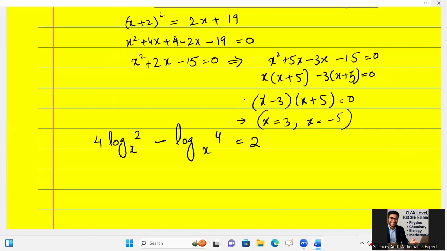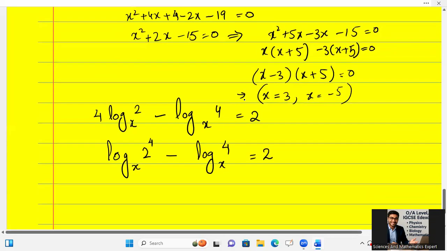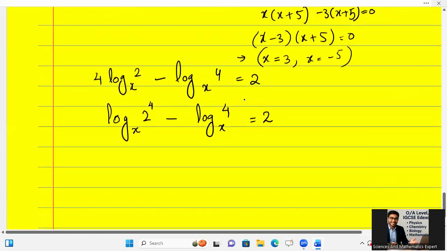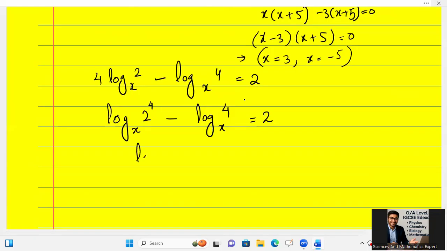but I will have to apply the logarithm in a different style. Let's suppose I am taking here 4 above, log 2 power 4 to the base x minus log 4 to the base x is equal to 2. When two logarithms are subtracted, we know they can be written in the form of a fraction. Then I will write here log 2 power 4 over 4 to the base x is equal to 2.